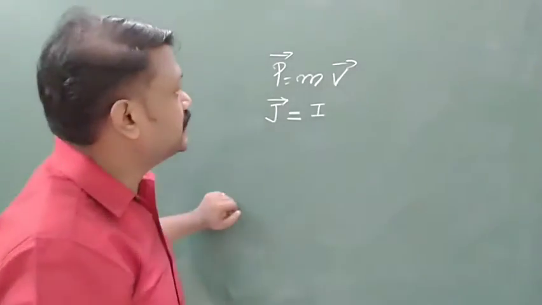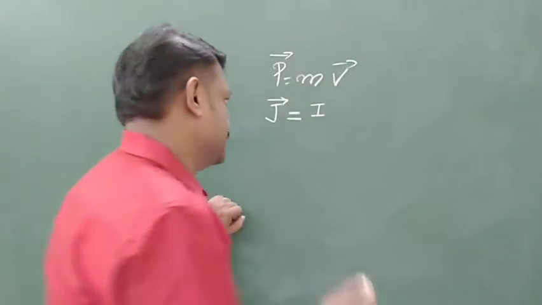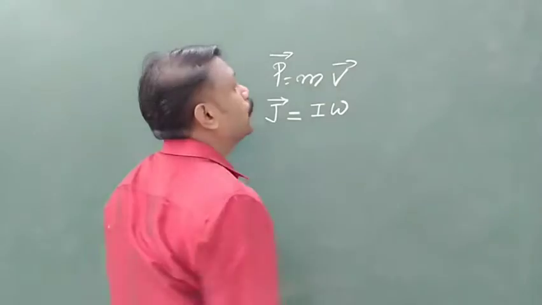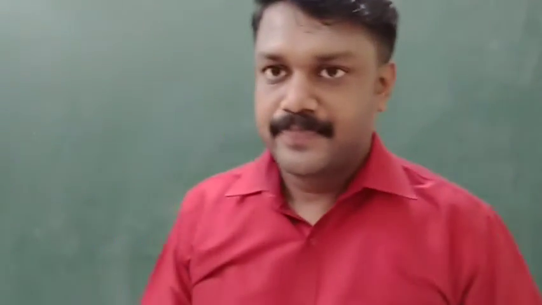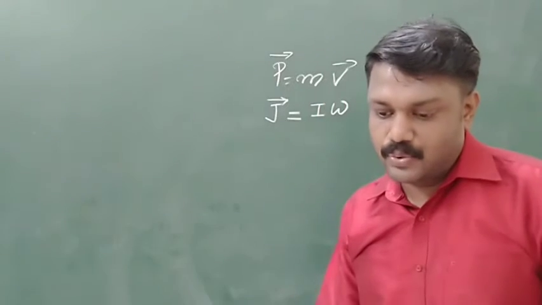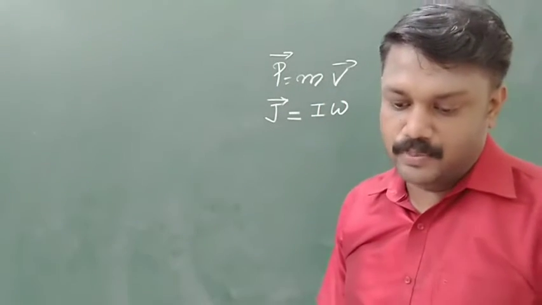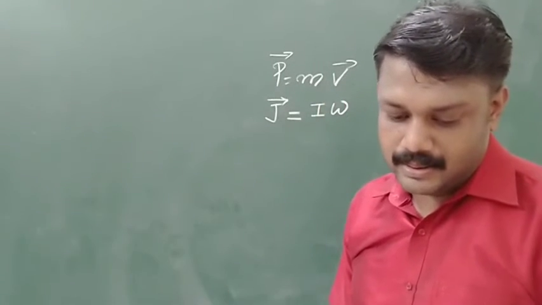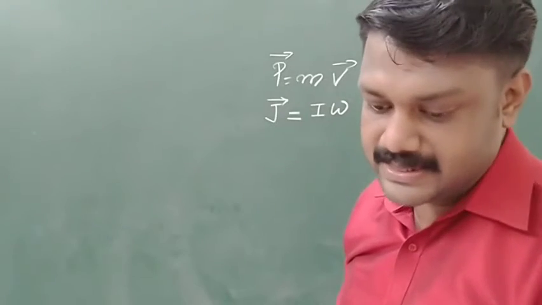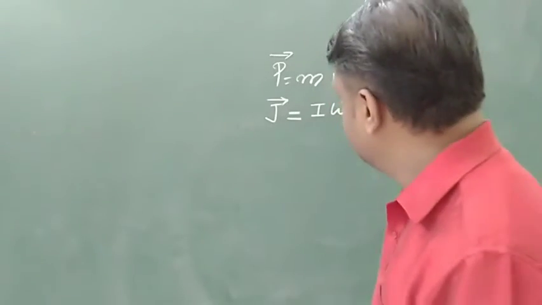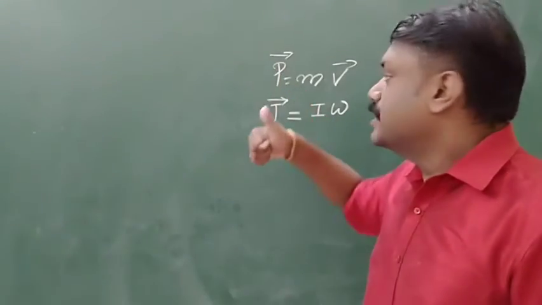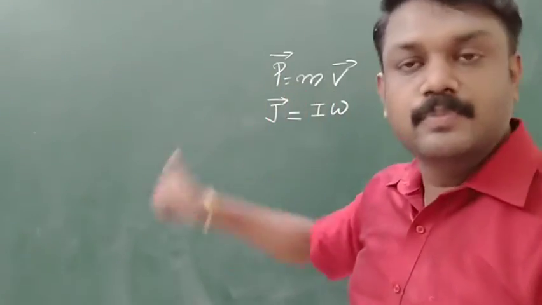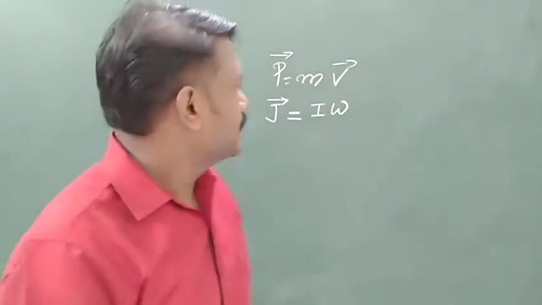Velocity changes into angular velocity. So that is I omega. J is equal to I omega. This is the relation between linear momentum and angular momentum.